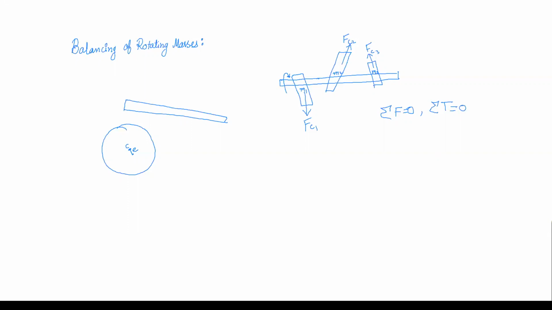So if we take summation of torque equals to 0, then from any point, let's say this distance is L1, and let's say this is L2, the CG of this mass and the CG of this mass, it is at L3.